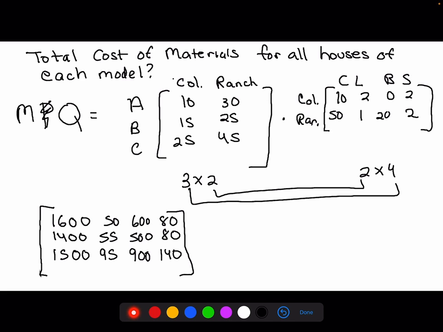So that's the total amount of material needed for all houses of each model, because we took each model and the types of houses and multiplied that with the types of houses and the materials needed, how much of the materials were needed. So that gave us that nice cross there with the two matrices. So between models A, B, C, we now know how much concrete, lumber, brick, and shingles are needed. So that's what that was giving us.